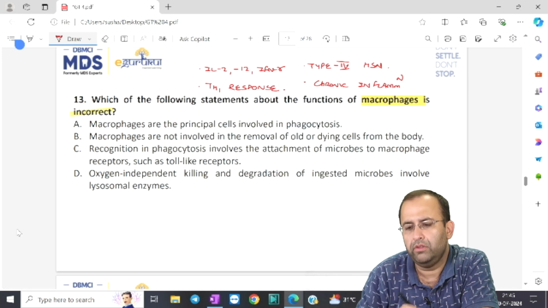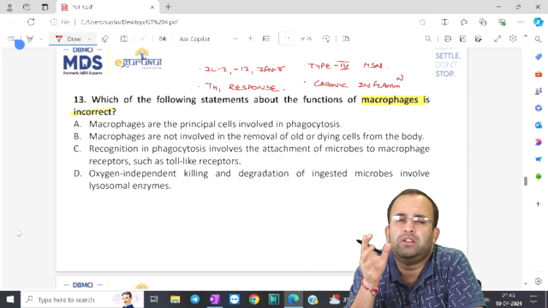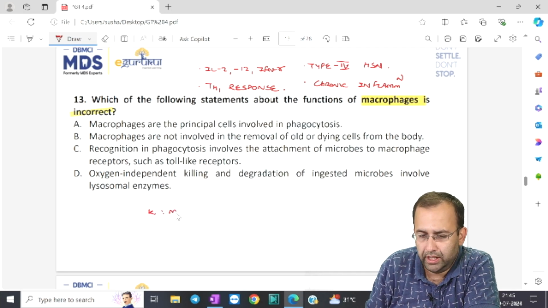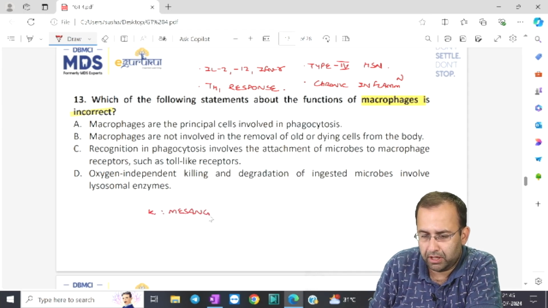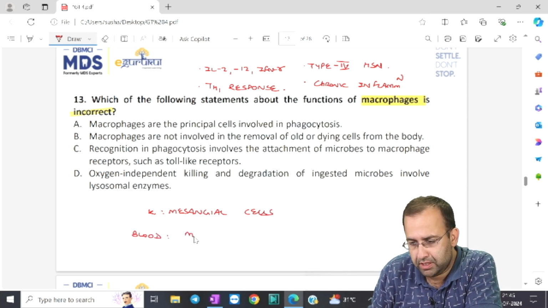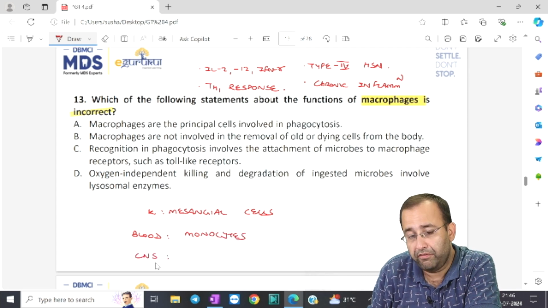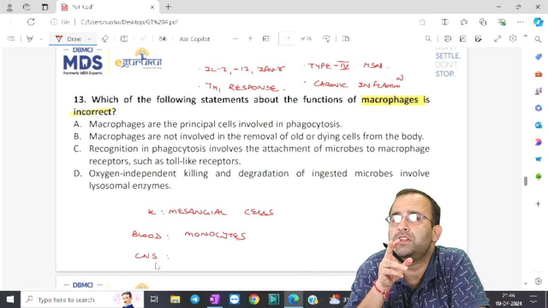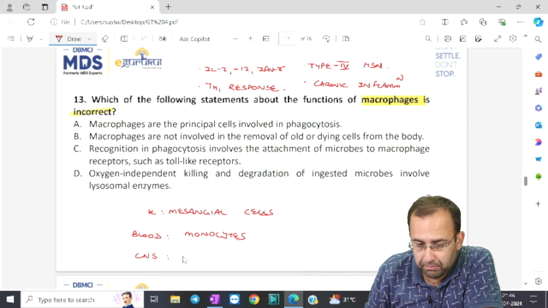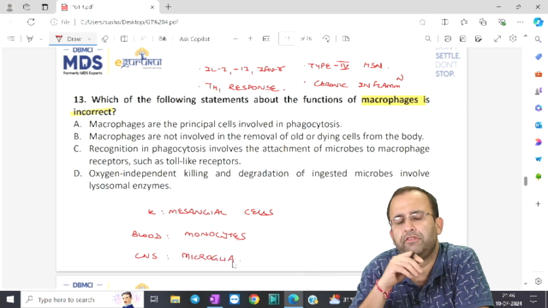We also know fancy names of macrophages in different organs. Liver, Kupffer cells. Kidney, mesangial cells. Blood, monocytes. Brain, very important. Macrophages of the brain, glial cells, are microglia. These are the fancy names of macrophages.